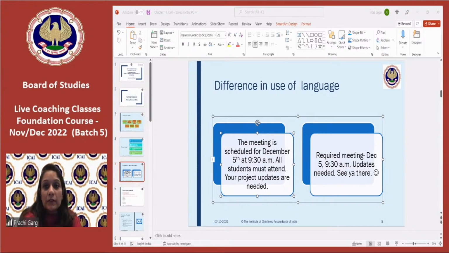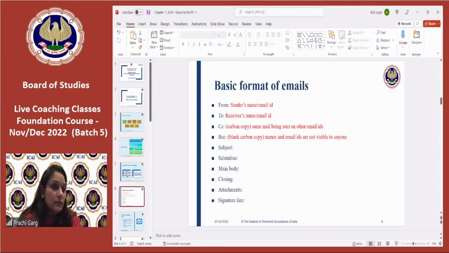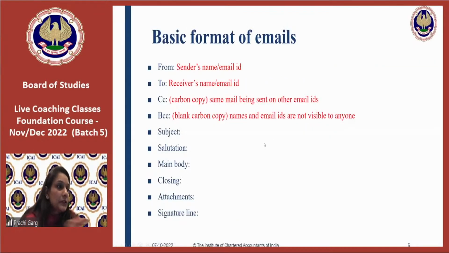Okay, now let's discuss the format. This is the basic format of emails. These are the blanks that we need to fill in. There are a few blanks that we need to fill in mandatorily, but there are a few things that we need to keep in mind while writing the body of the email. So first comes the From. In the From column, we fill the sender's name or email ID, the one who's sending. When you open your email, this is automatically reflected. You don't need to fill it in, right?